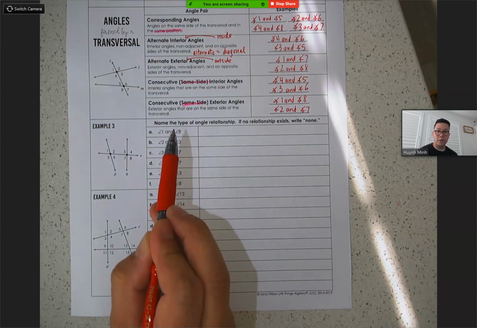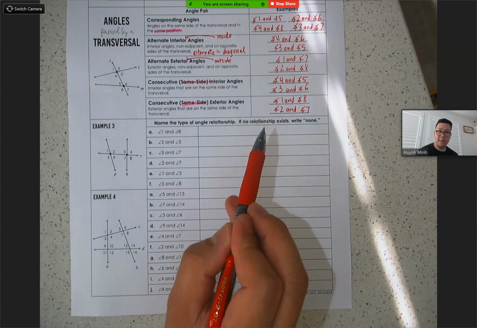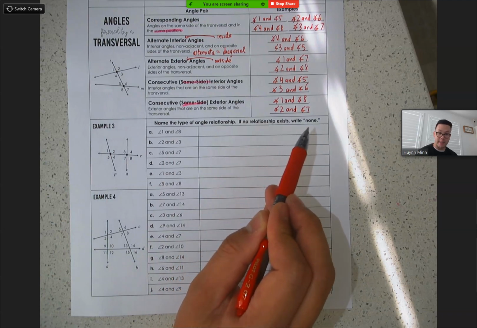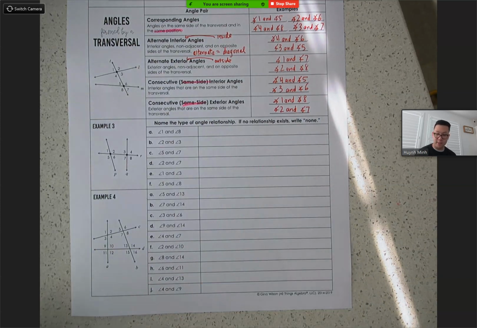So here you go. This says name the angle relationship, which is one of these 5 up here. You're allowed to say no relationship exists if there are none. There are no relationships that exist.